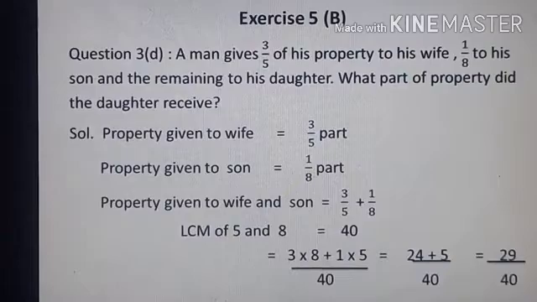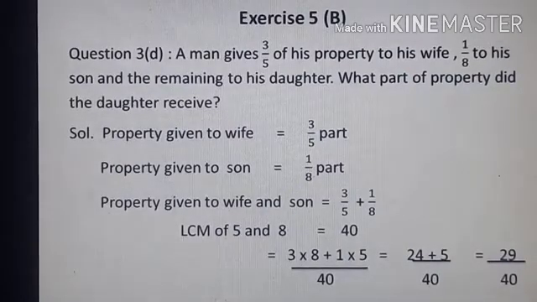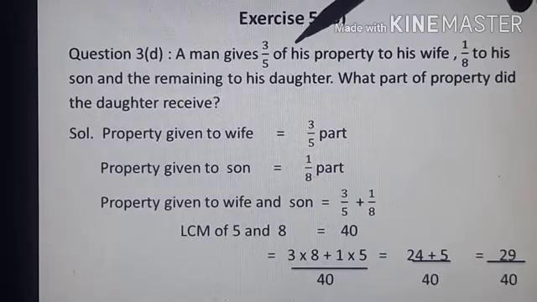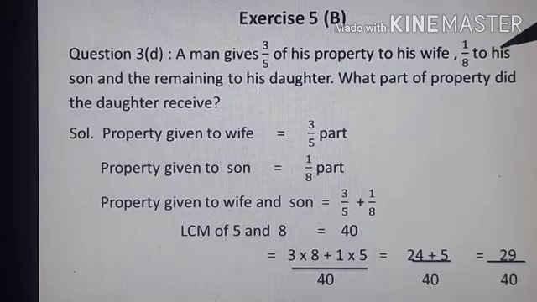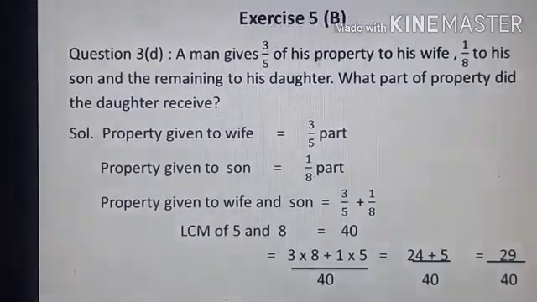Let's start with our exercise 5b. This is our question number 3, D part. A man gives 3/5 of his property to his wife, 1/8 to his son, and the remaining to his daughter. What part of the property did the daughter receive?